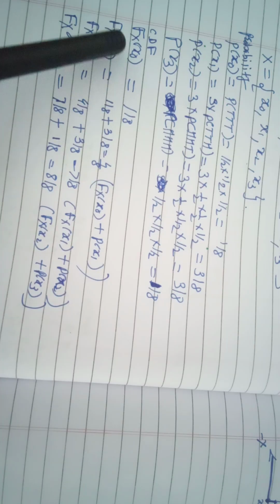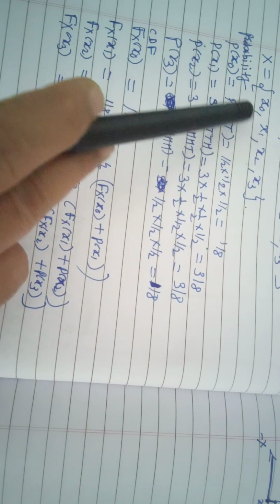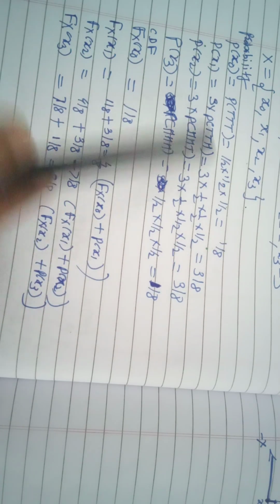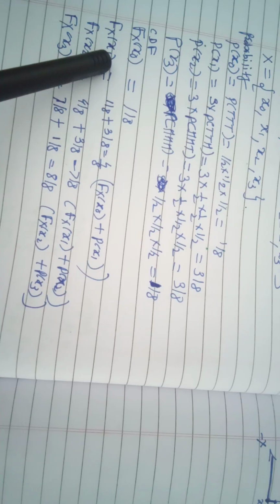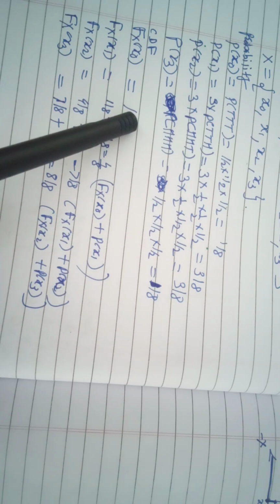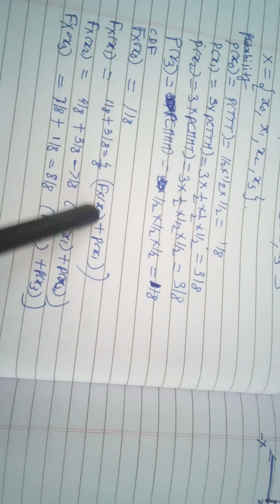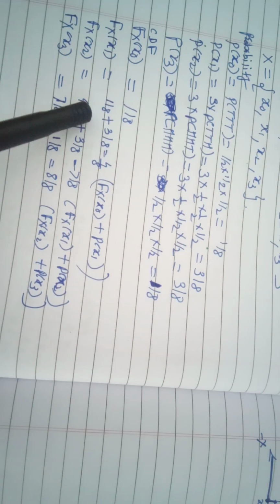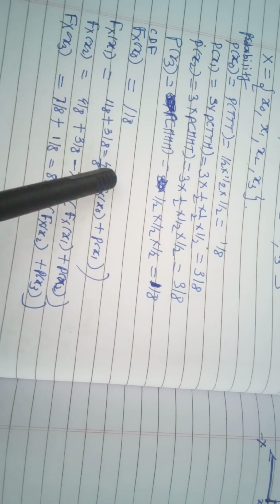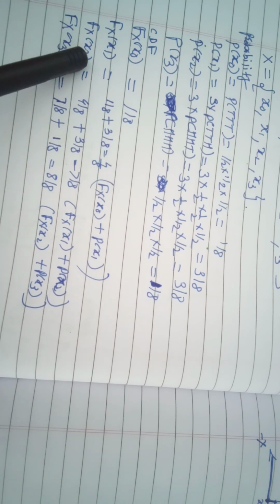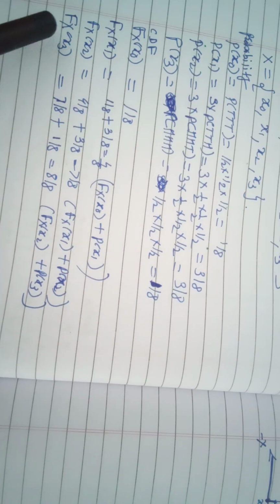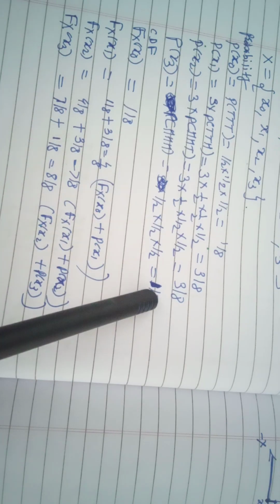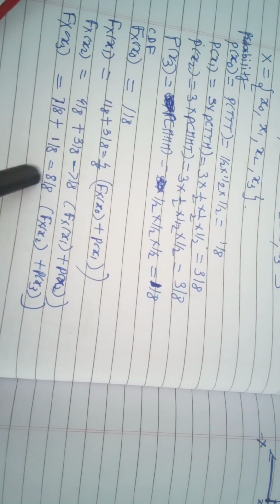After that you have to find the CDF. CDF is obtained at each random variable value. So F_X(x0) is just this 1 by 8, because before x0 there is no probability. F_X(x1) is F_X(x0) plus this probability 3 by 8, so 1 by 8 plus 3 by 8 is 4 by 8. F_X(x2) is the previous CDF, 4 by 8, plus the probability of x2, which is 3 by 8, giving 7 by 8. Now F_X(x3) is the previous CDF, 7 by 8, plus the probability of x3, 1 by 8, so that is 8 by 8. Finally you are getting 1.